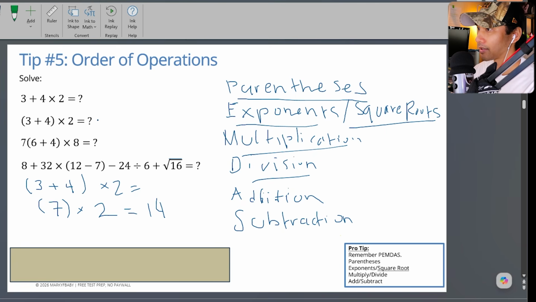Now this equals 14. Okay. So what did this equal? 4 times 2 is 8. 8 plus 3 is 11. And this one was 14. All right, let's go on to the next one.